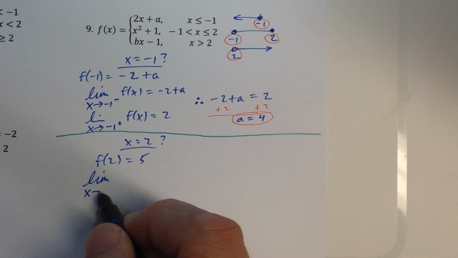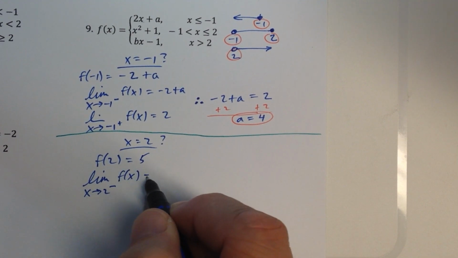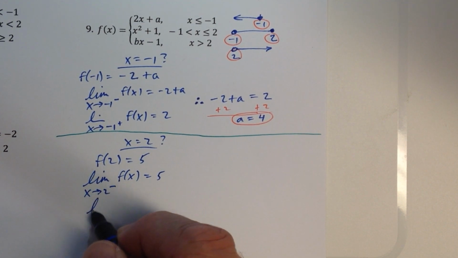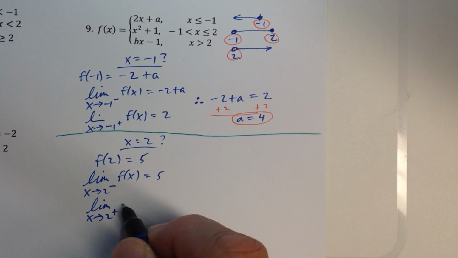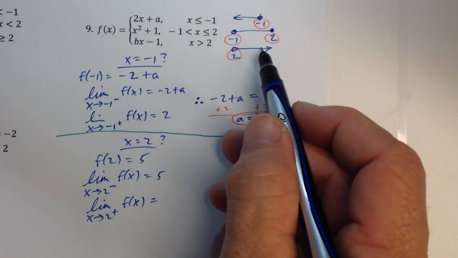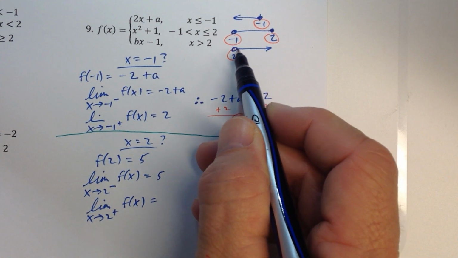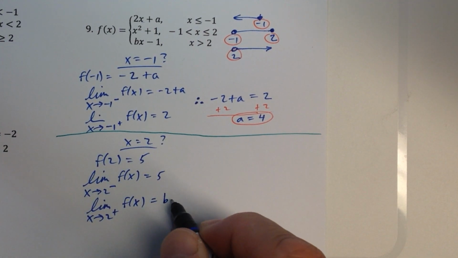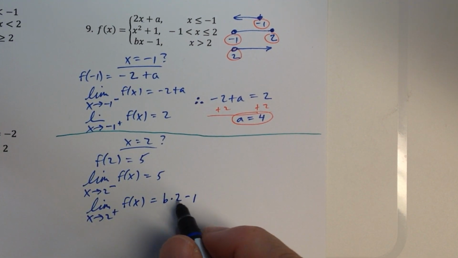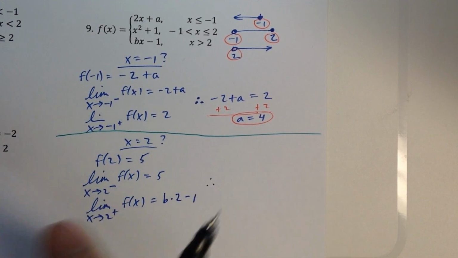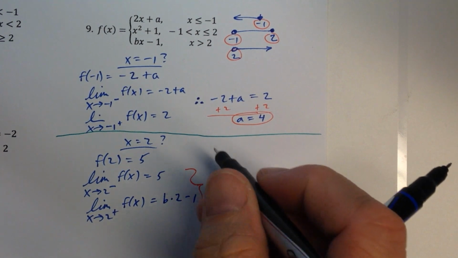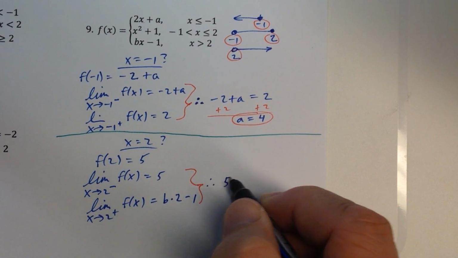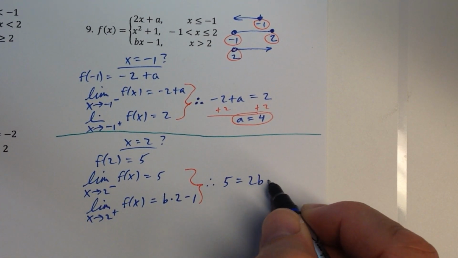The limit as x approaches 2 from the left of f of x is the same piece right there, that's 5. We just have to make sure that the limit from the right is equal to 5. What's the limit as x approaches 2 from the right? That's using this bottom piece, so we replace x with 2, and we have b times 2 minus 1, or 2b minus 1. Just like in the last part, we say therefore the limit from the left, 5, must equal the limit from the right, 2b minus 1.